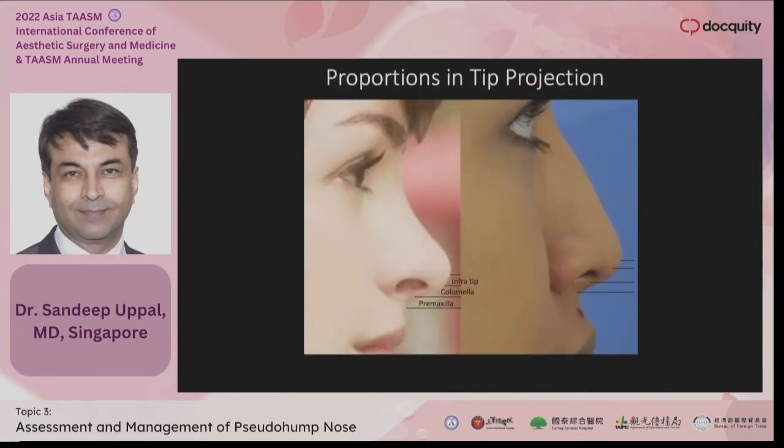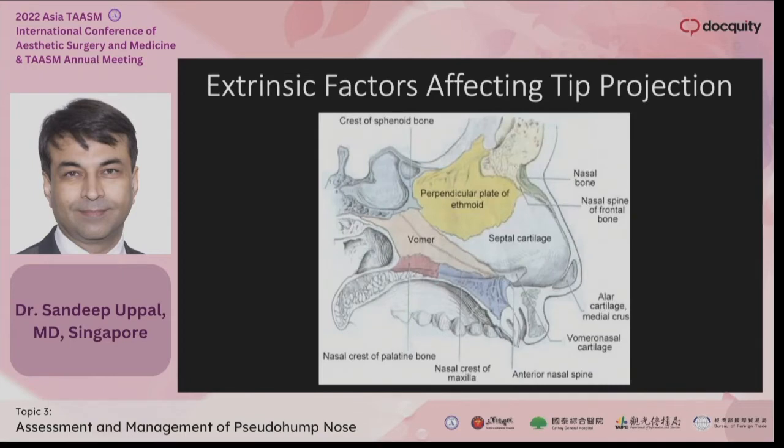According to Caucasian norms of ideal tip proportions, the height of the infratip equals the height of the columella and the premaxilla. However, in Asians, the infratip lobule is often smaller than other parameters, which contributes to decreased tip projection. Extrinsic factors affecting tip projection include a small anterior nasal spine, small and weak septal cartilage, and posteriorly placed anterior septal angle. Underdeveloped nasal bones lead to the rhinion being underprojected.